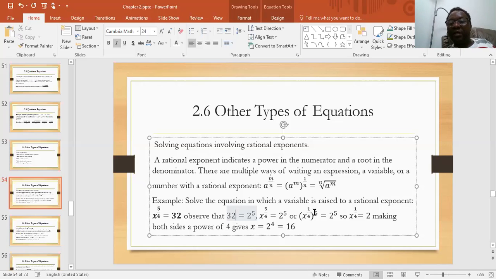So that will help me to have something raised to power 5 equals 2 raised to power 5. That something is x raised to power 1 over 4. So x raised to power 1 over 4 equals 2, making x equal to 2 raised to power 4, which is 16. So you play with the rational exponents using these essential rules.